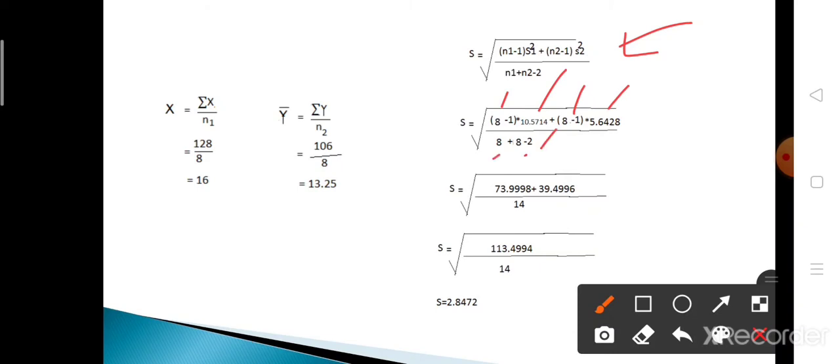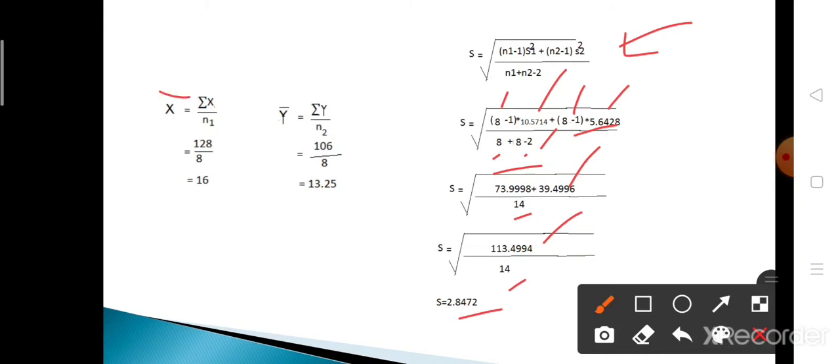So 8 minus 1, that is 7. 7 into 10.5714 is 73.9998. Now 7 into 5.6428, that is 39.4996, whole divided by 8 plus 8 minus 2, that is 14. Now 73.9998 plus 39.4996, that is 113.4994, whole divided by 14, that value is 2.8472. Now calculate the x bar and y bar.